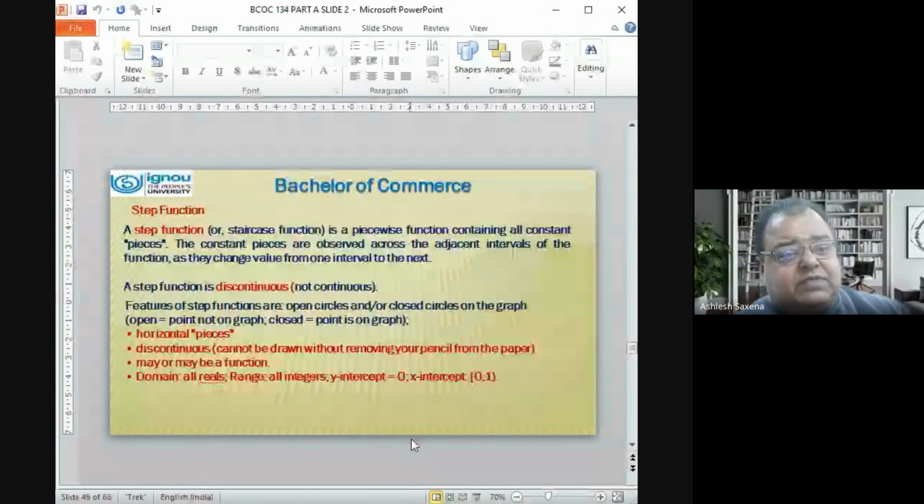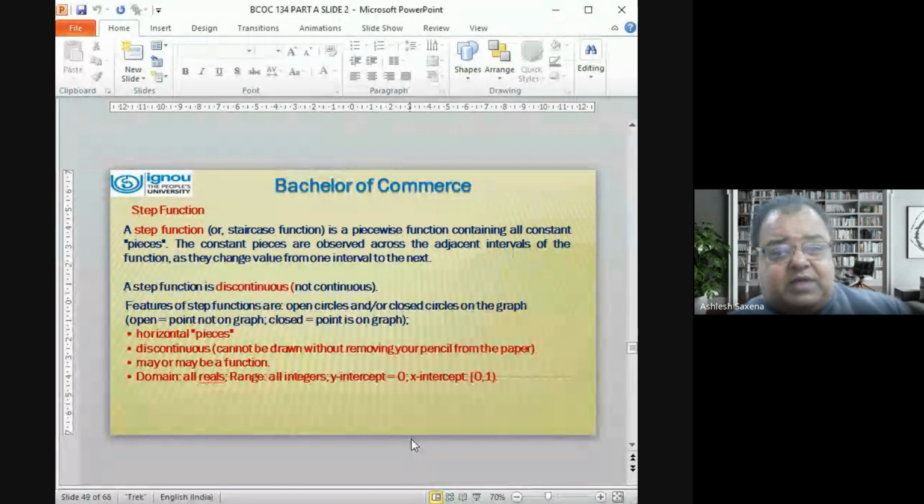A step function contains all constant pieces. The constant pieces are observed across the adjacent intervals of the function as they change value from one interval to the next. The step function is discontinuous, that is, it has breaks.